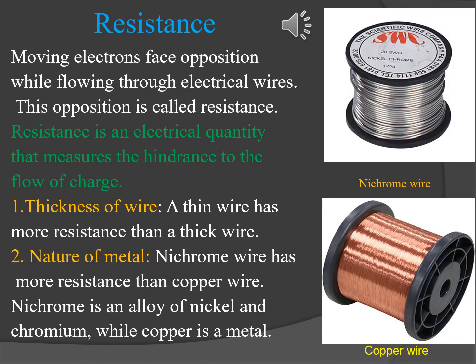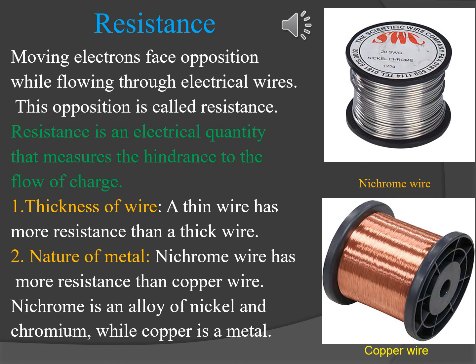Our next topic is resistance. Dear students, moving electrons face opposition while flowing through electrical wires. This opposition is called resistance. So we define resistance as, resistance is an electrical quantity that measures the hindrance to the flow of charge. It depends on several things.